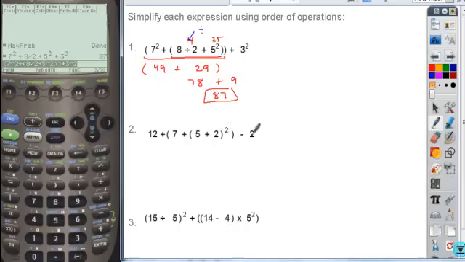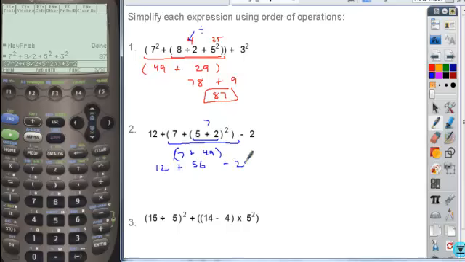This next one has pretty easy numbers to work with, so I'm just going to do it by hand once again. So work inside my grouping symbols. Inside these grouping symbols, 5 plus 2 is 7. 7 squared is 49. Add this 7 to it. So that's going to give us a total of 7 and 49 is 56. Plus 12 and minus 2.